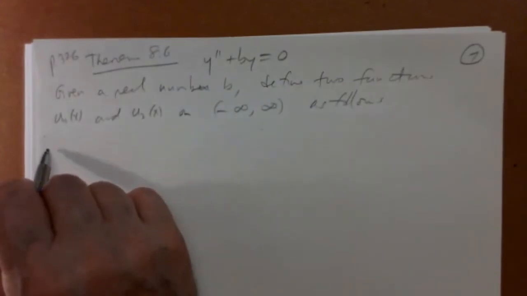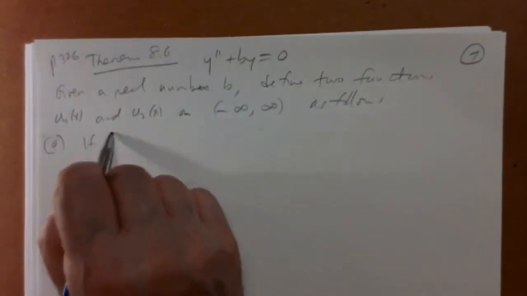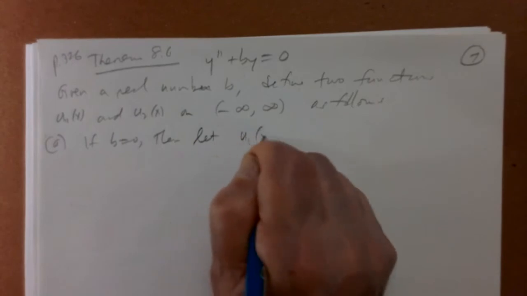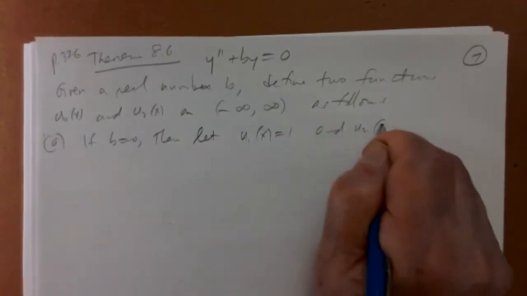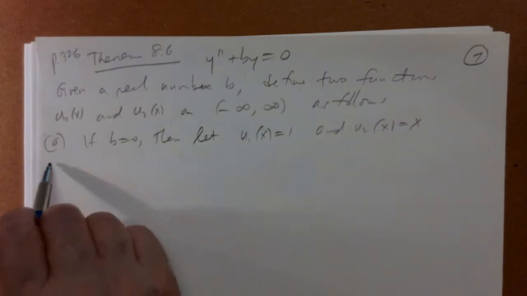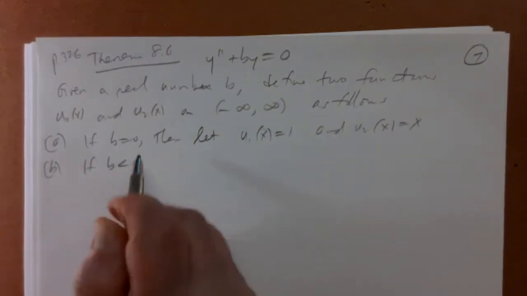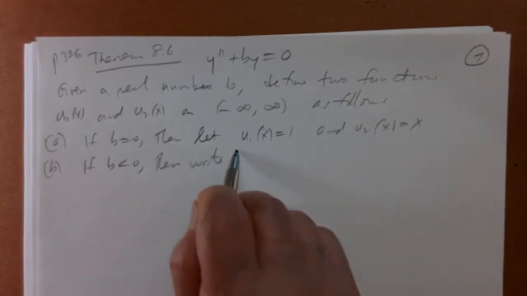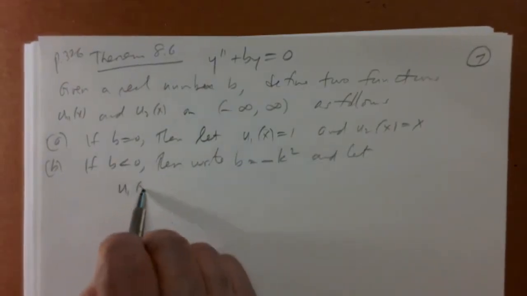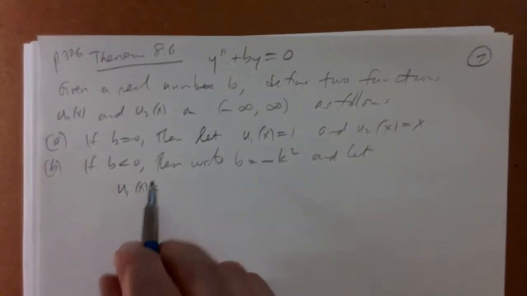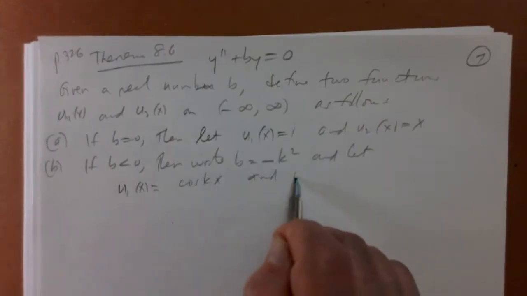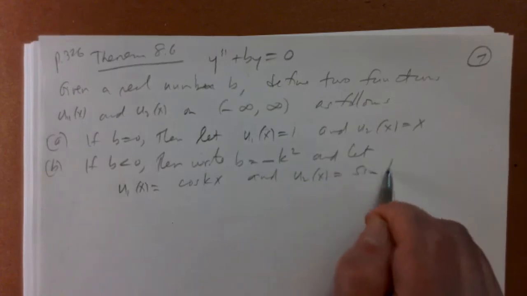So there are three cases again. If b is 0, then we can let u1 of x be equal to 1 and u2 of x be equal to x. These are both solutions of the equation. If b is negative, then we can write b as minus something positive, and we let u1 of x be equal to the cosine of kx, and u2 of x be equal to the sine of kx.